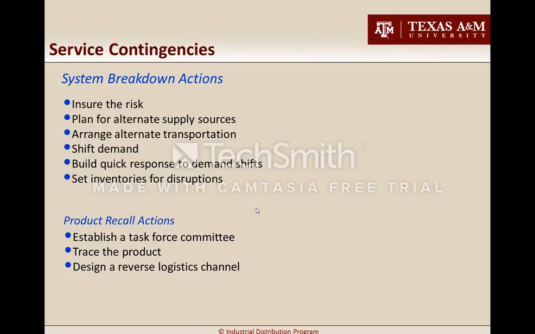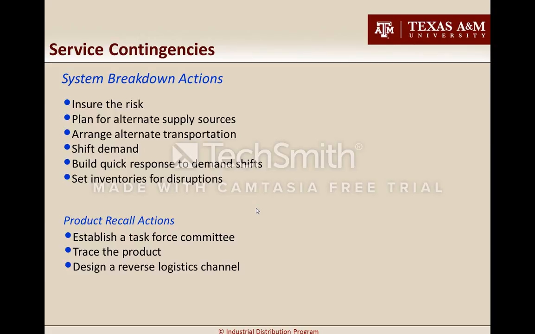Arranging alternate transportation. Again, usually you may have a certain method of transporting. You need to make sure that you are adjusting quickly, right? For that, you also need to have a quick response mechanism or a responsive supply chain. You may need to shift the demand. That could be a geographic shift in terms of supplying these demands from a certain region, or it could be a shift in time. For example, you may be able to tell your customer that if they order next month, they can get some discount, and some customers may just do that.